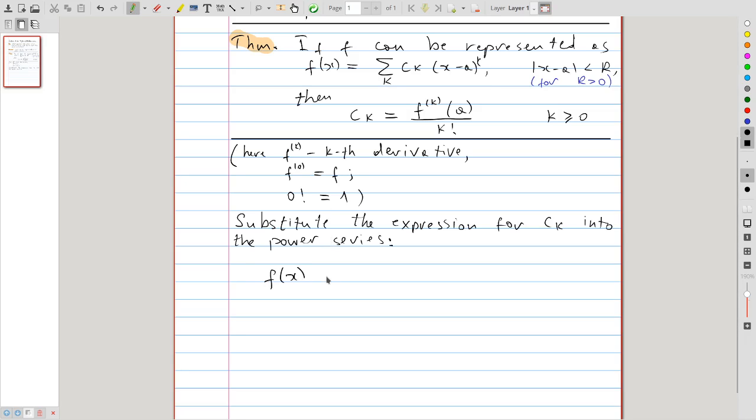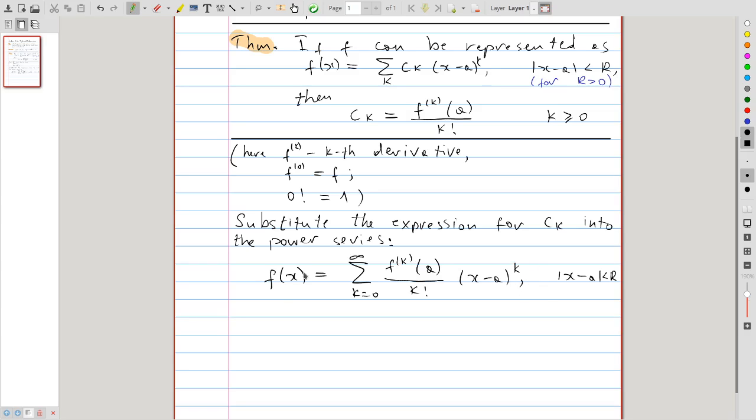We see that f of x can be represented as the infinite power series of the kth derivative of f at the point a divided by k factorial multiplied by (x minus a) to the k. So f of x can be represented as a power series centered at the point a with coefficients determined by this expression. And this holds for absolute value of x minus a less than r.